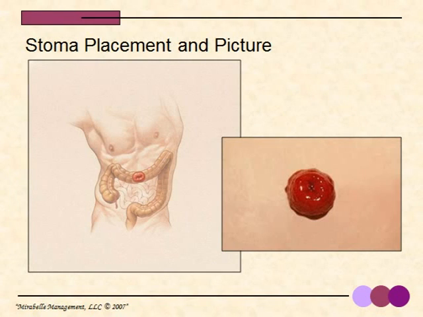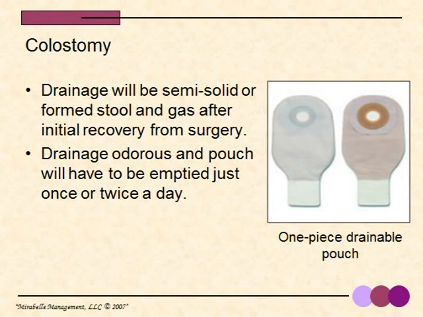The first drawing you see is the placement of the stoma in the transverse colon. This is the section of the colon that kind of travels the width of the belly. And the other picture is one of a stoma. You can see that it's red. I call it kind of beefy red, and it's wet and it's shiny, and this is a very normal look to a stoma. The characteristics of the drainage will be semi-solid or formed stool and gas after the initial recovery from surgery. The drainage will be odorous, and the pouch will have to be emptied just once or twice a day.